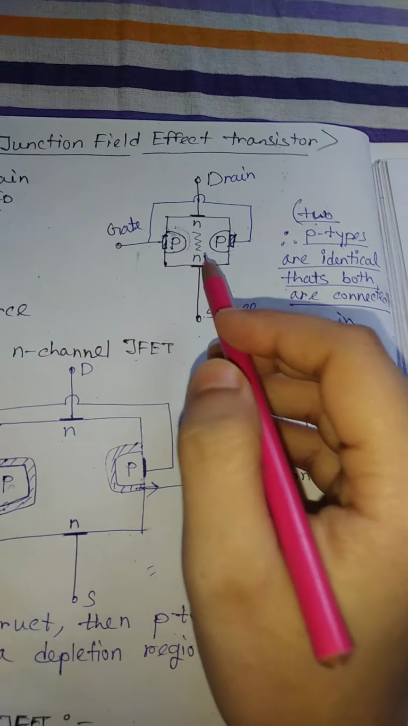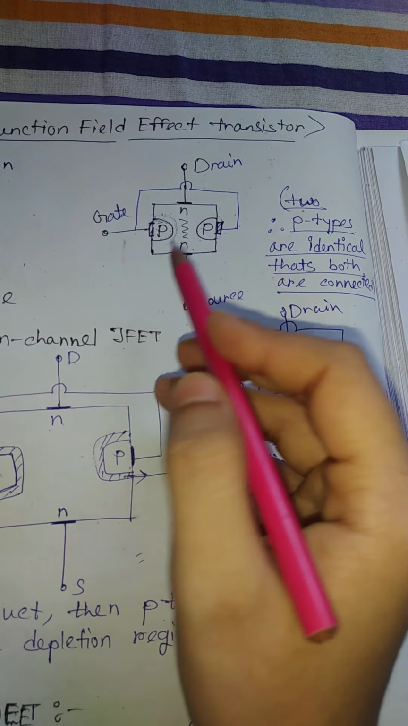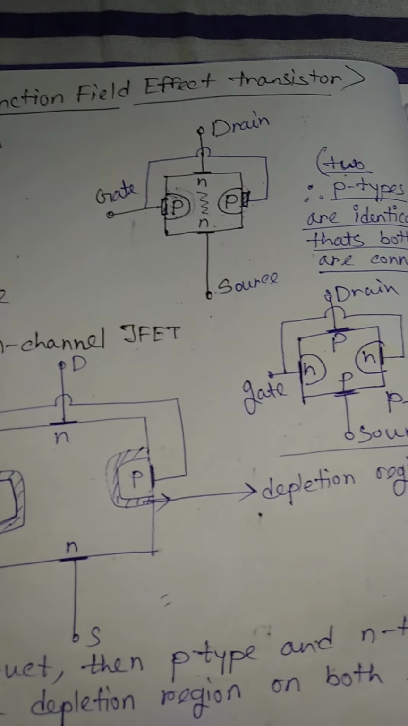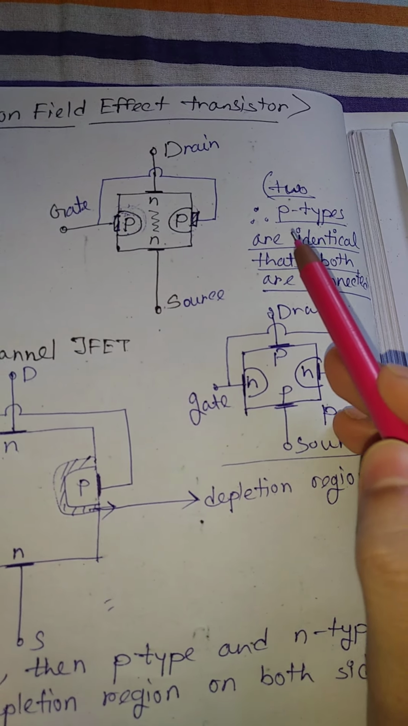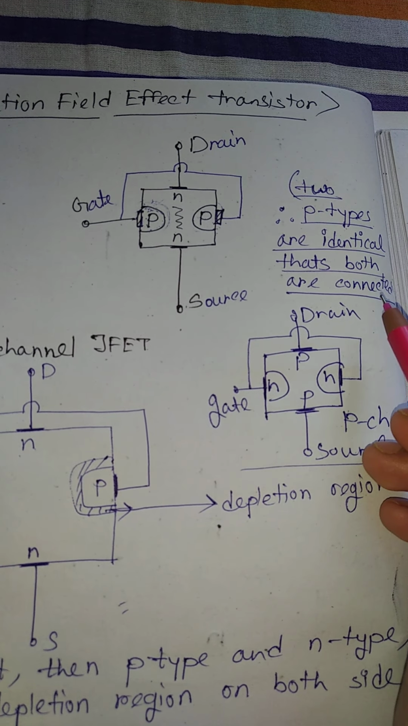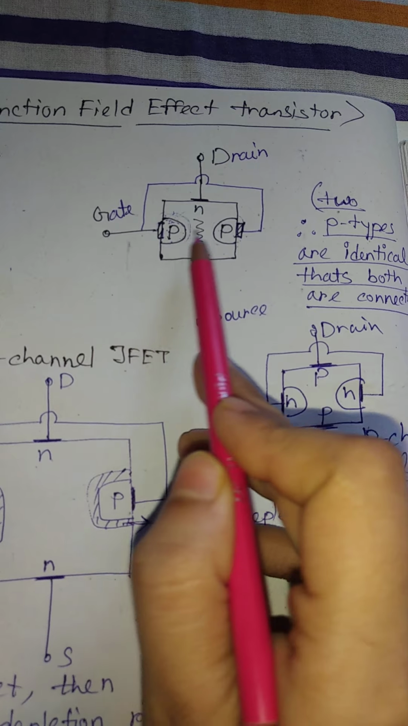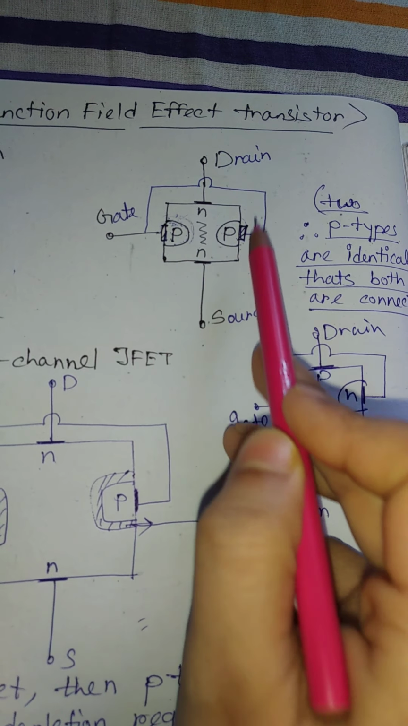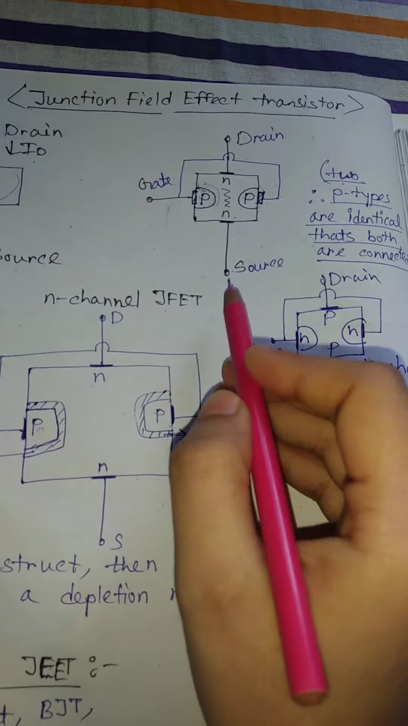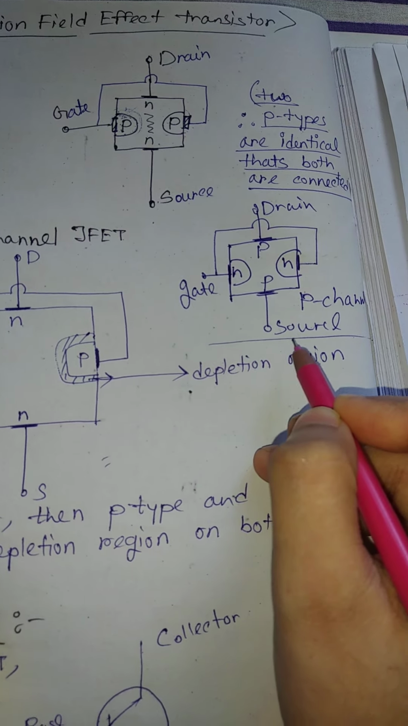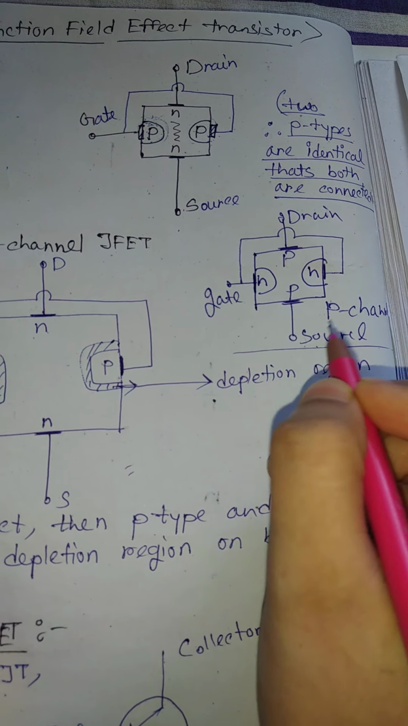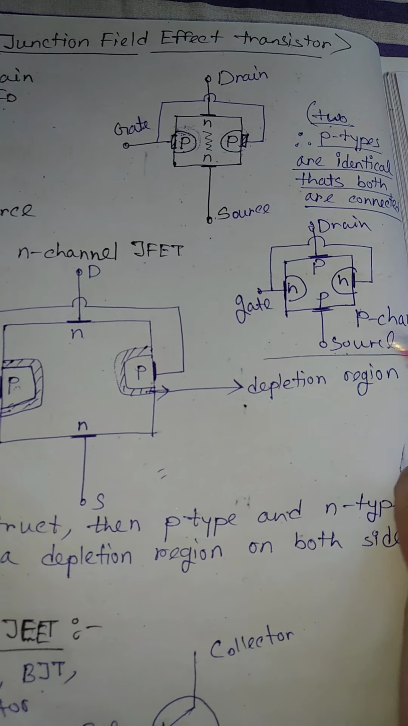Here, we all know that in FET, and also similarly in JFET, two PN junctions are inside, and for that these two P types are identical, that is, both are connected inside. So this is the source, drain, and gate. This is an N-channel JFET and this is a P-channel JFET. How we find out whether it is N-channel or P-channel, I discussed in a previous video.